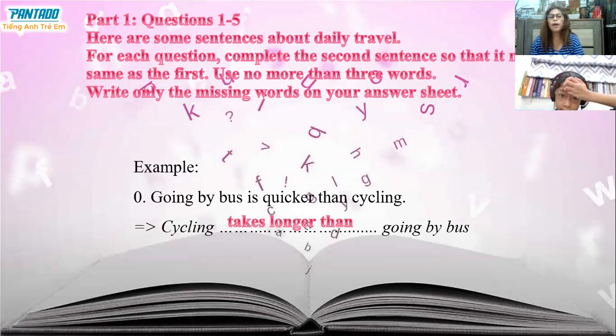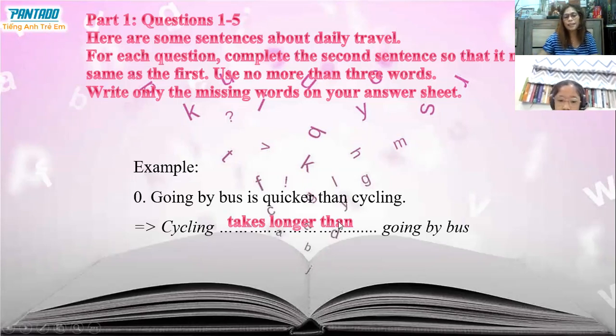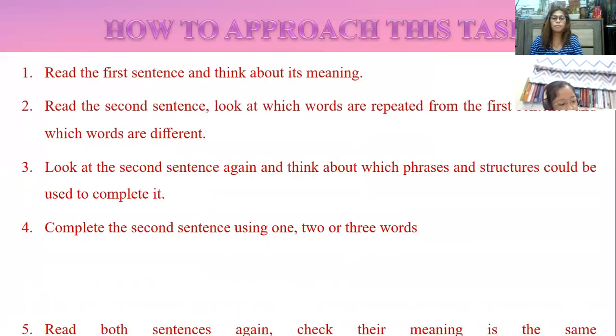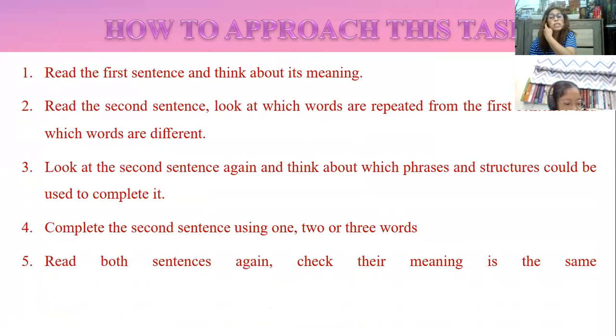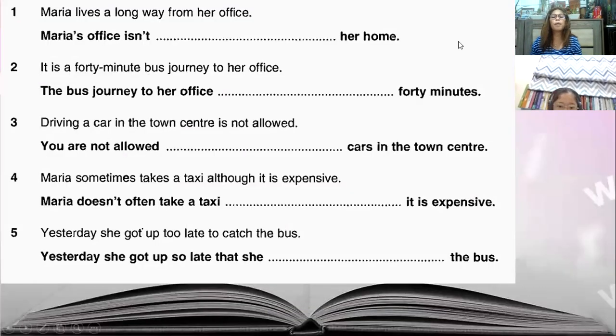Okay, here. Use no more than 3 words, write only the missing words on your sheet, okay? Going by bus is quicker than cycling. Cycling takes longer than going by bus. So like this, we have here. Okay, how to approach this task? Of course, you will have to read the first sentence. Look at the second sentence again and think. Complete it, and then check the meaning. Okay, what do you think is the answer for number 1? Do you have a pen there, or pencil, or any paper?